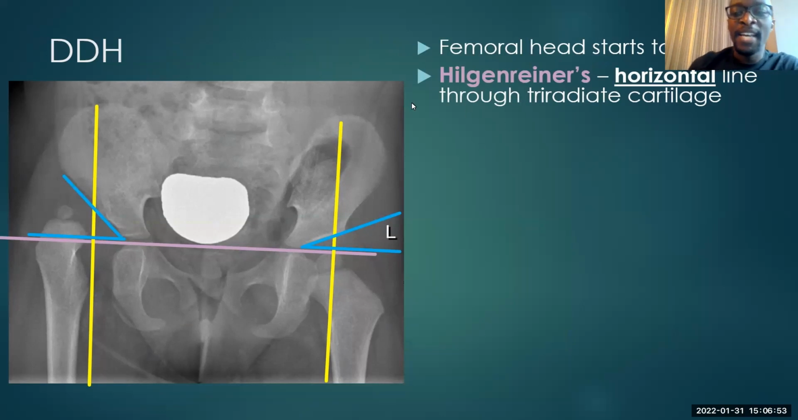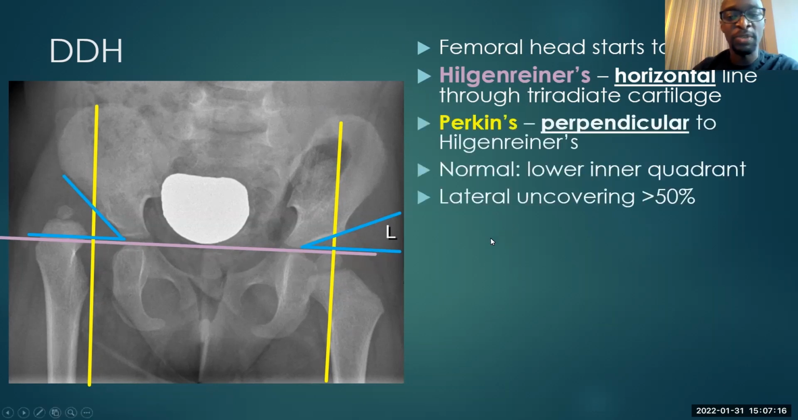This is Hilgenreiner's line, and this is a horizontal line. It's this purple one that we draw through the triradiate cartilage, which is this lucent structure just here and here as well. So this is the horizontal line, and it's Hilgenreiner's line. Remember it because it's H, and this forms the bar of the H.